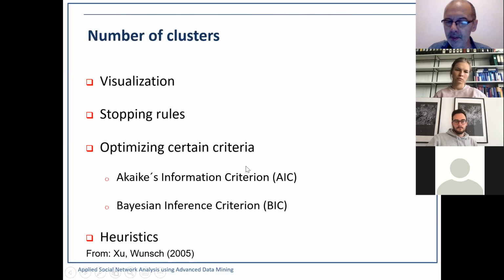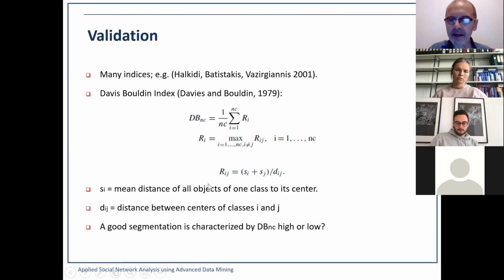The fact that there are several criteria also tells us something. There is no correct solution. If there would be the one correct solution, we would not have different criteria. So the number of clusters is not a precise correct number. Okay, there are several elements to it, and we can determine the number of clusters based on different criteria. Okay, how to validate a solution?